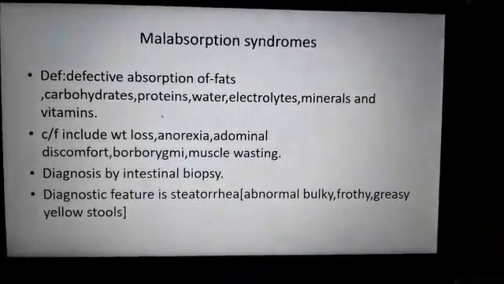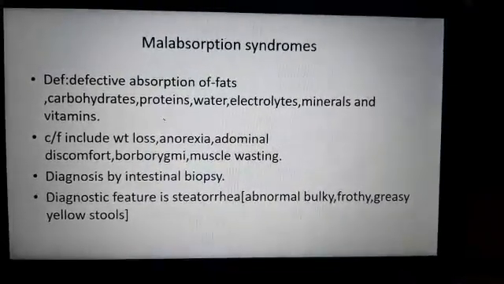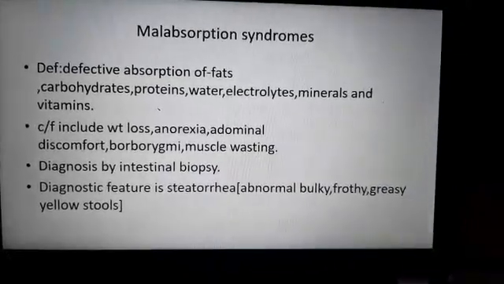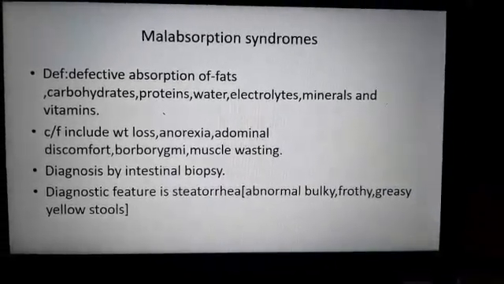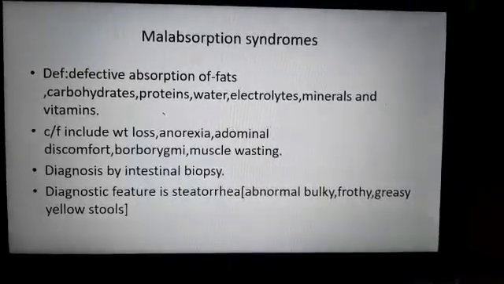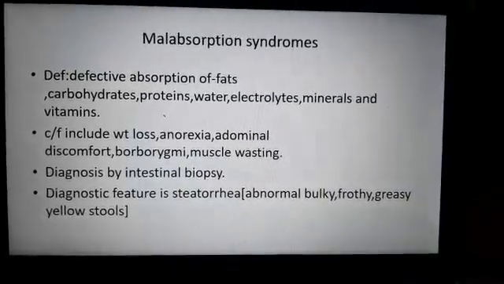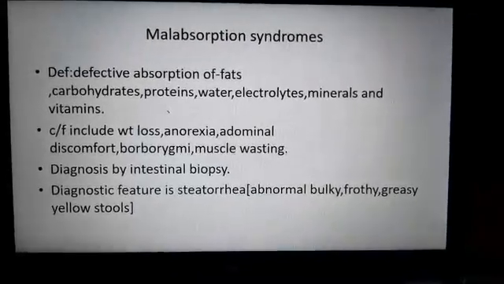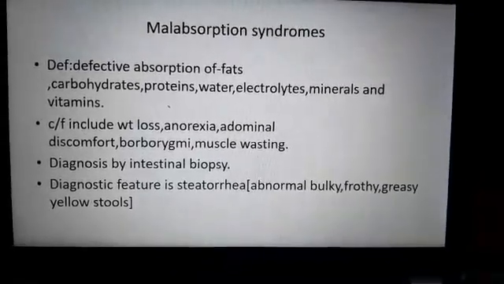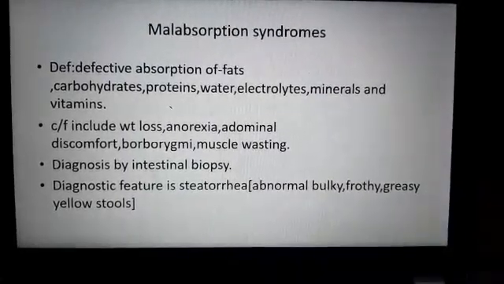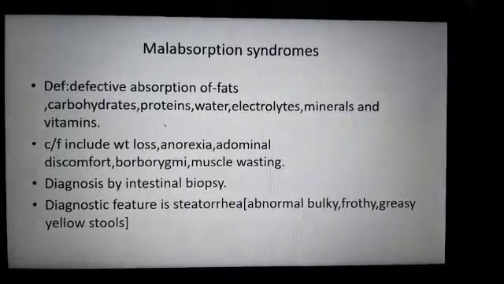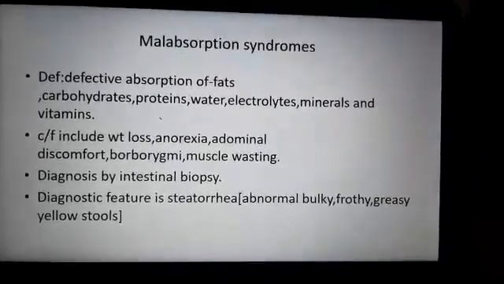So malabsorption syndrome, what is the definition? There will be defective absorption of all the essential nutrients. The clinical features will be weight loss, anorexia, discomfort and muscle wasting and all the deficiency symptoms. Diagnosis is by intestinal biopsy, and the diagnostic feature of any malabsorption syndrome is steatorrhea, where there will be abnormal, bulky, frothy and greasy yellow stools. Okay.